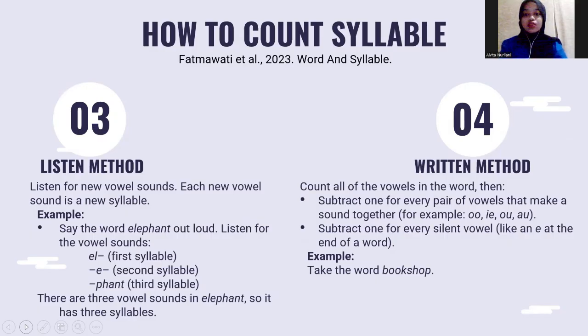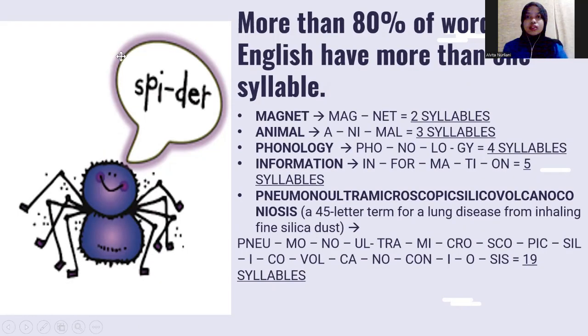For example, take the word bookshop. First, count the vowels. We know that in the word bookshop, there are three vowels, which have the same vowel of O, and that gives us three vowels. The pair of vowels in the word book is a vowel pair, which counts as just one sound. And then we are left with the second vowel sound in the word shop, meaning that bookshop has two syllables. Do you know that more than 80% of words in English have more than one syllable?